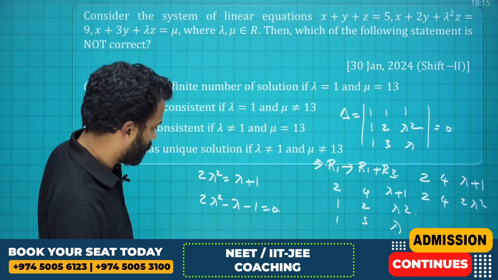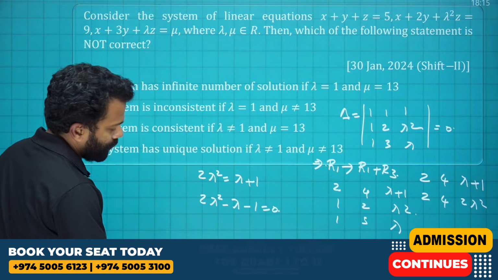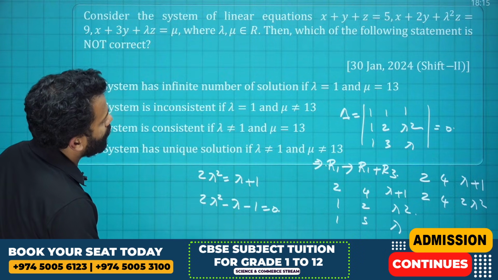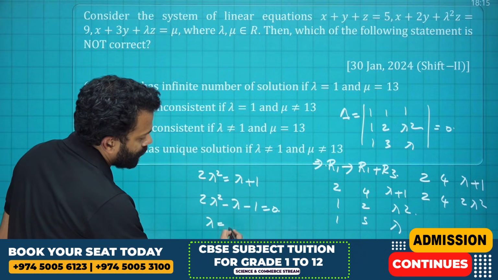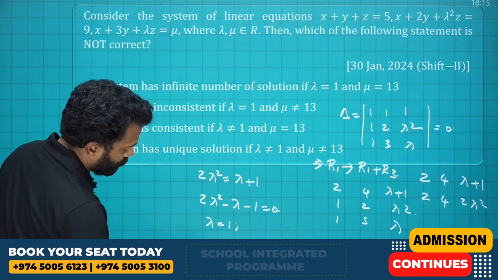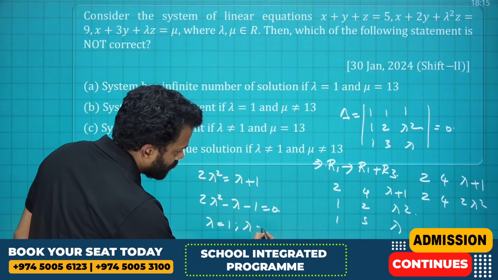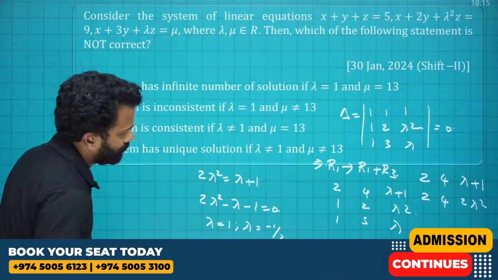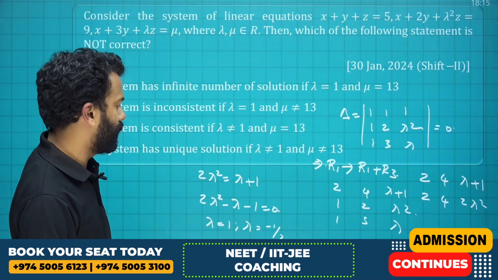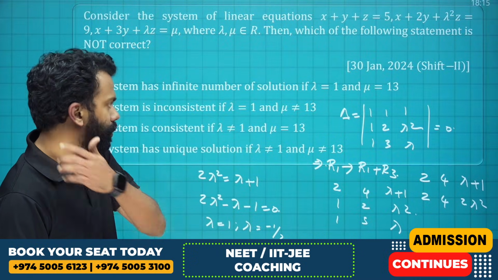It is a quadratic equation, and if you solve it, you will get two values. The first value is lambda is equal to 1. The second value, if you factorize it, is lambda is equal to minus 1 by 2. So the two values are lambda is equal to 1 and lambda is equal to minus 1 by 2.